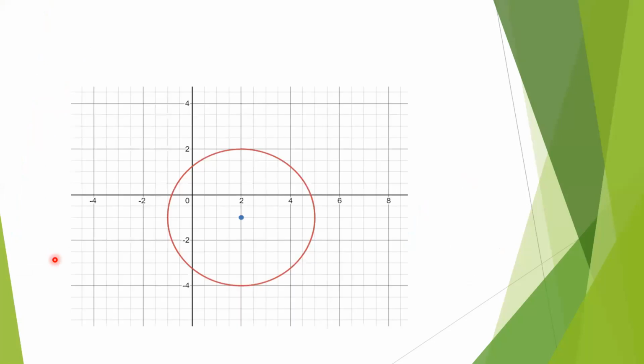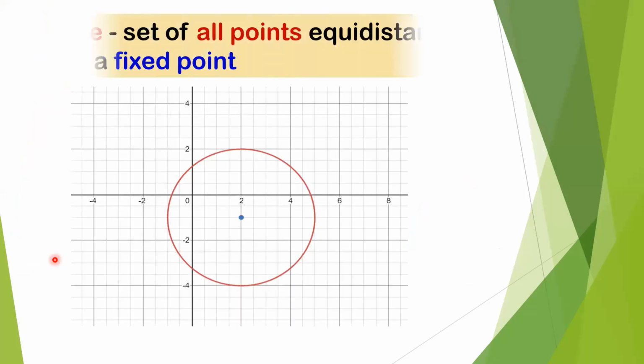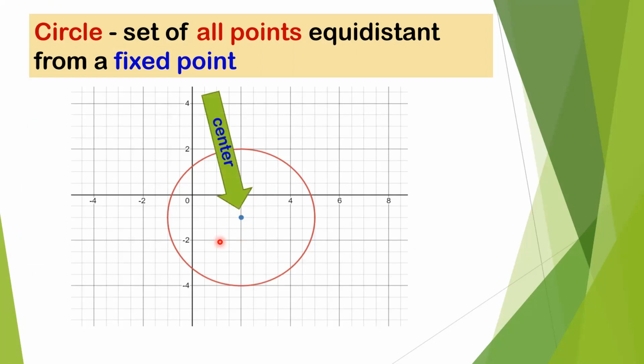So first, let us define what a circle is. As we know, it is a set of all points equidistant from a fixed point. And this fixed point, as we have in this figure, is what we call the center. So all the points on this red part is what we call the circle, or all points on the circle are on this red portion.